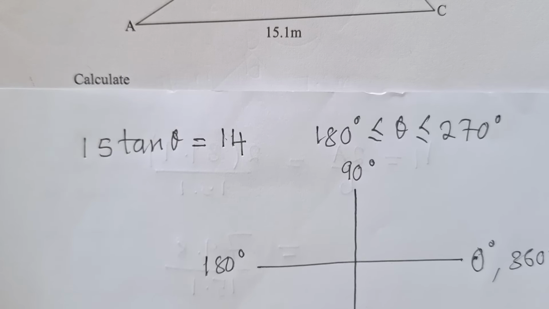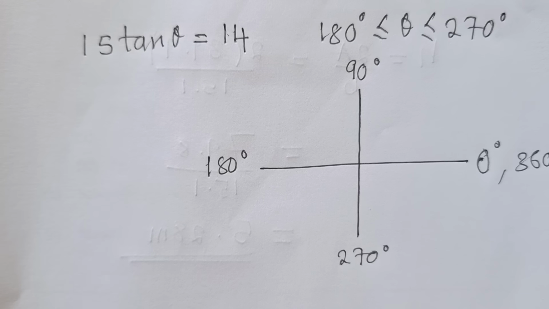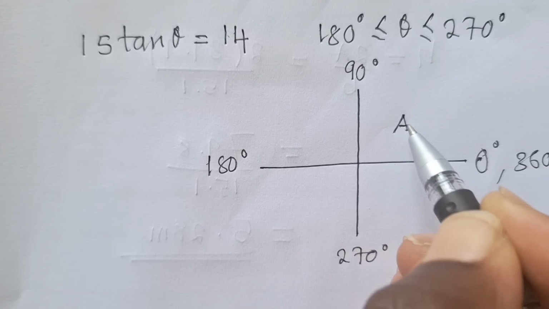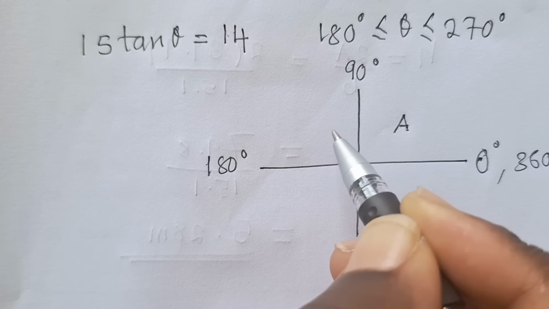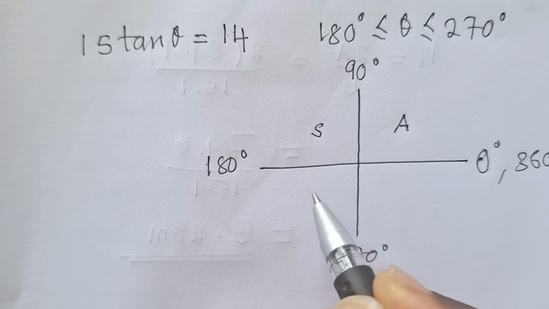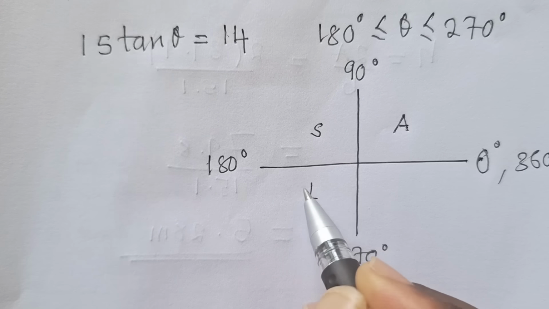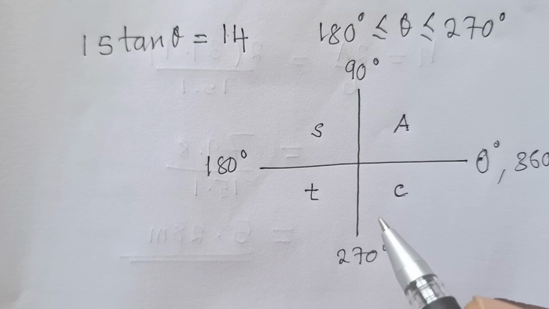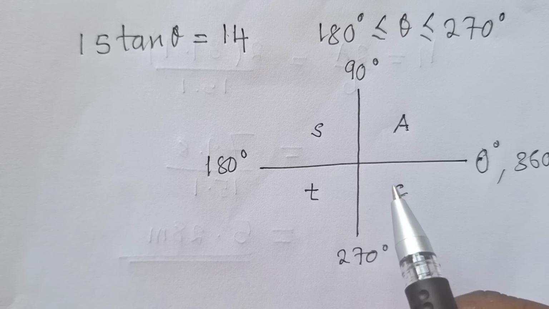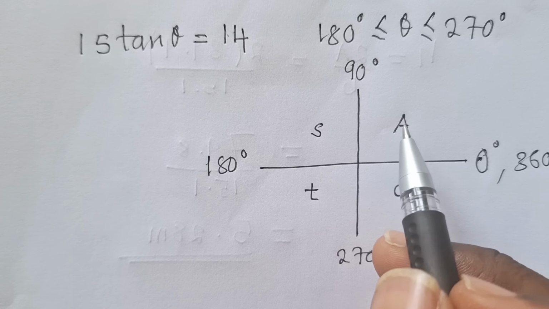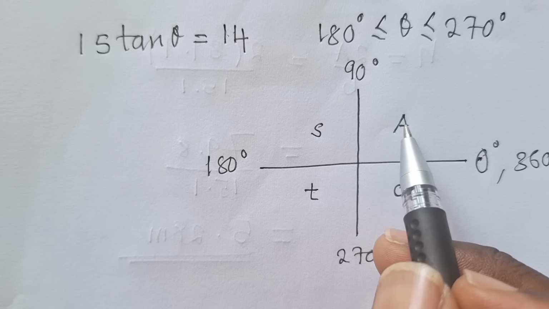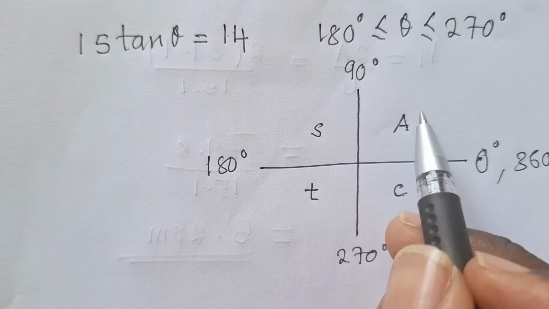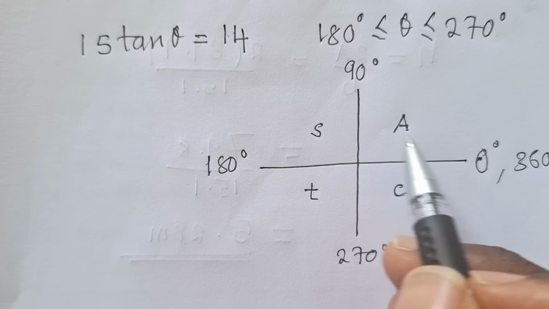So in case you don't know, this is how it's supposed to be. We use the mnemonic ASTC: All Students Take Calculus. All students take calculus. So for all the trig functions, sine, cosine, and tan, they are all positive here.